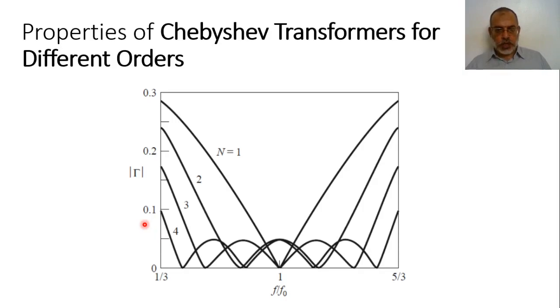So the main difference between the binomial transformer and the Chebyshev transformer is that in the binomial transformer, the reflection and the derivative of the reflection along the bandwidth is 0, but here the reflection in the bandwidth has a maximum magnitude which does not exceed this maximum magnitude. Okay, let us see in the next video a numerical example for designing such a Chebyshev transformer.